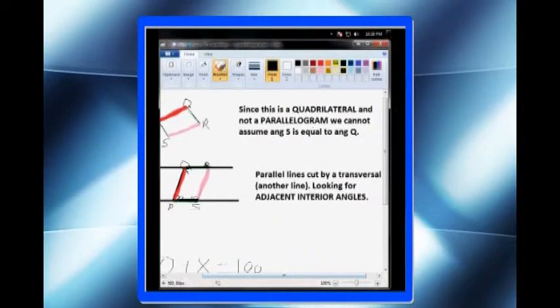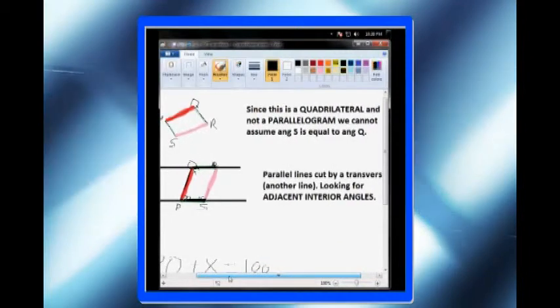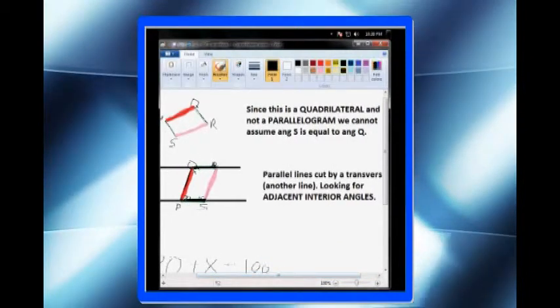Since this is a quadrilateral and not a parallelogram, we cannot assume that S is the same angle as Q. See, parallelogram implies that PS and QR are parallel to each other and that PQ and SR are parallel to each other. But the question didn't give us that, so we can't make that assumption.